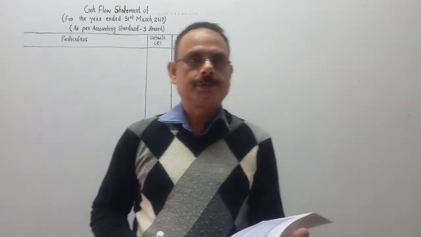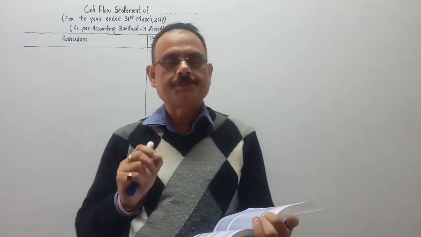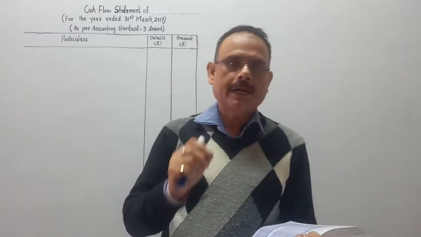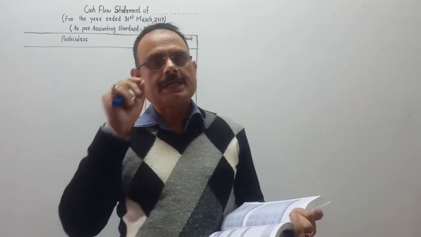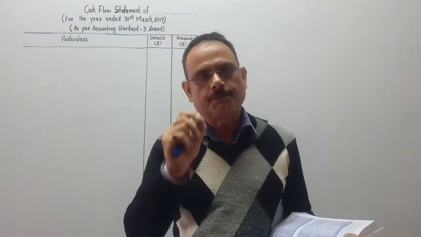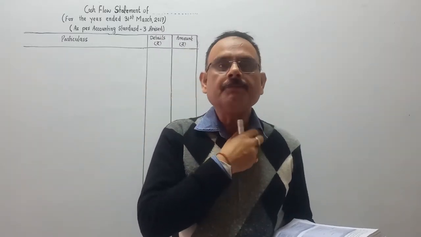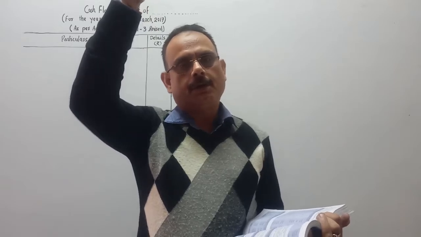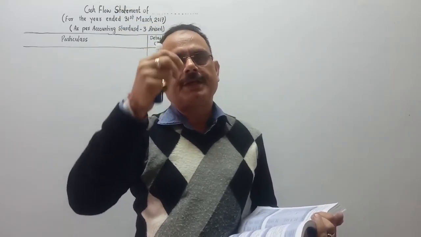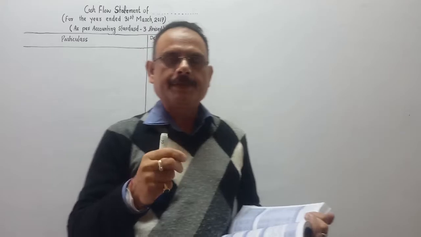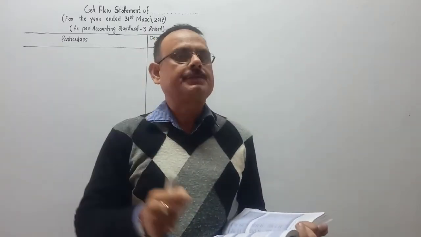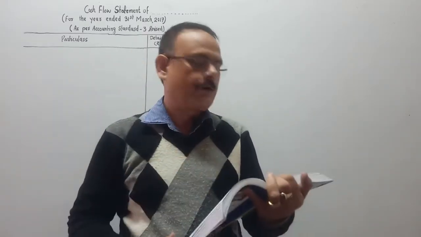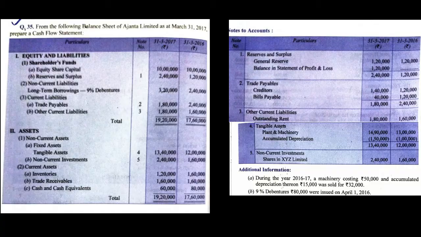Now come to the next question of cash flow statement. Here we will solve the comprehensive problem: cash flow from operating, cash flow from investing, cash flow from financing activities. We will see all the activities: operating, investing and financing. It means we are going to prepare a complete cash flow statement from the following information. So see the question.